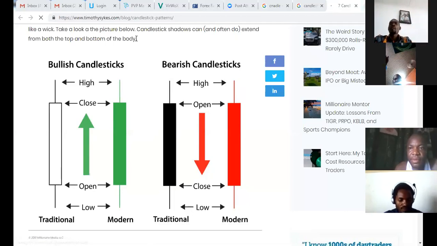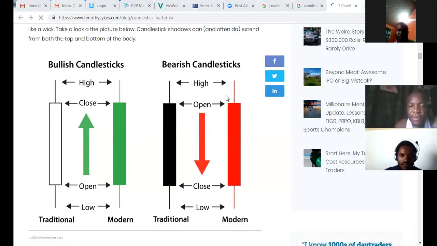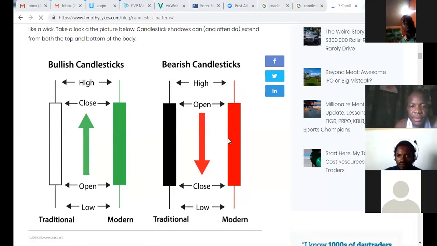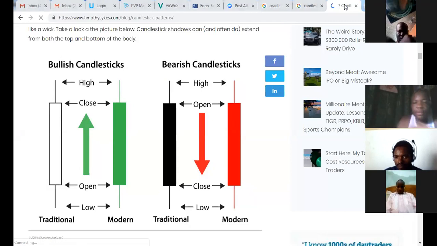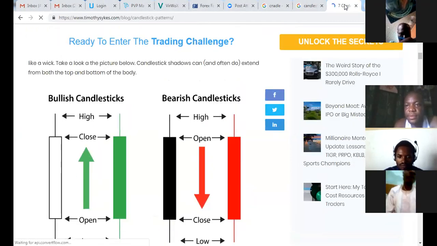Okay. Now, once more, good evening to everybody. And today we'll be looking at candlesticks. I think it's the core. It's not the core of technical analysis, but it is what I would call the most basic.